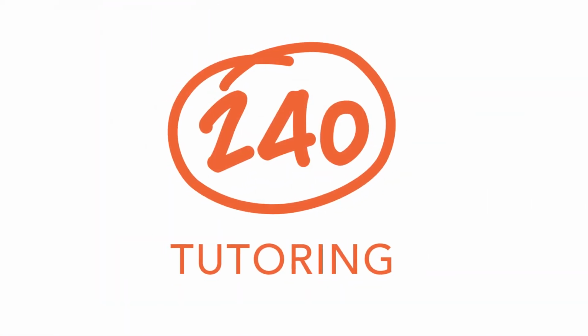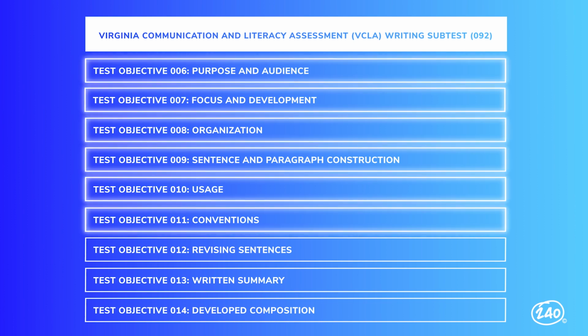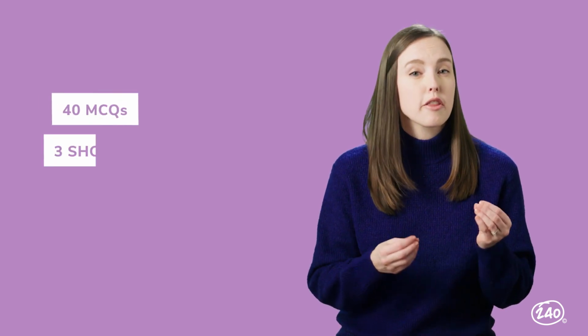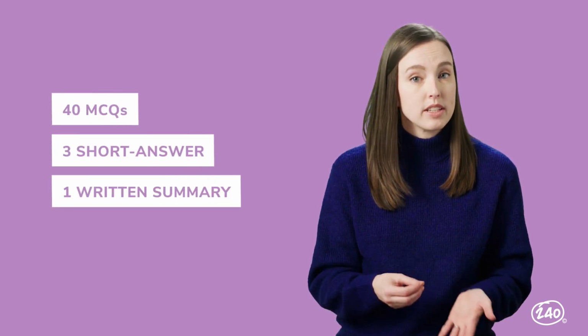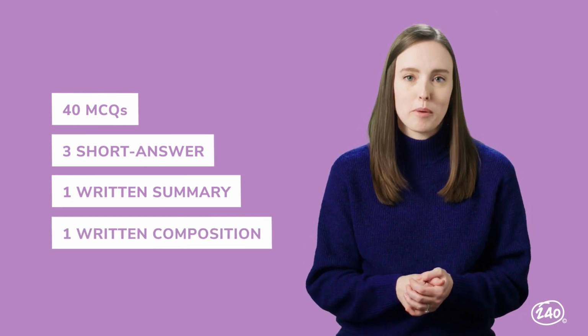Let's get to it. The VCLA Writing Knowledge and Proficiency Subtest consists of 9 test objectives. The numbering starts with 6 because they pick up where the reading subtest left off. Test objectives 6 through 11 apply to the multiple choice portion of the exam, while 12, 13, and 14 cover the constructed response portion. Expect to complete 40 multiple choice questions, 3 short answer questions, 1 written summary, and 1 written composition. The latter 3 make up that CRQ component.